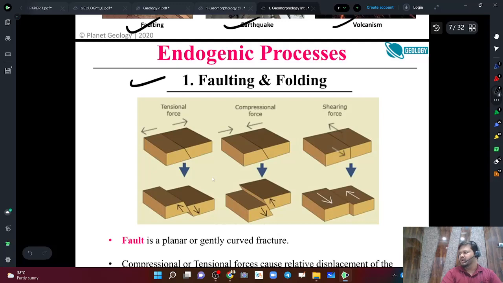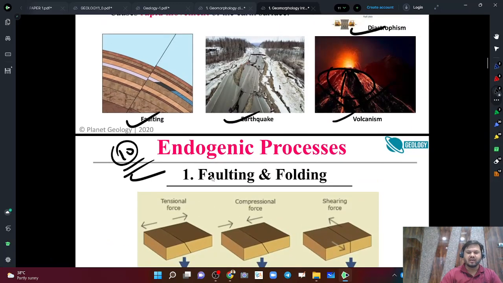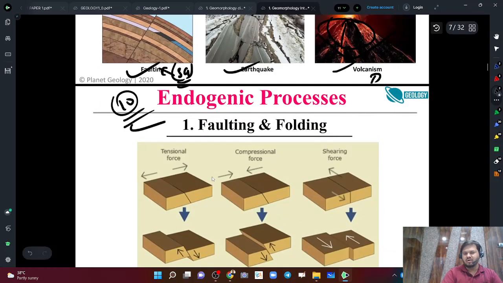Suppose you get a 10 mark question, write a short note on endogenetic process. So you know the heading, you can write something about volcanism, something on faulting, which we will study in great detail in structural geology. Earthquake you already know, so maybe in earthquake you can talk about elastic rebound theory, something like that, right? But generally it is not asked.